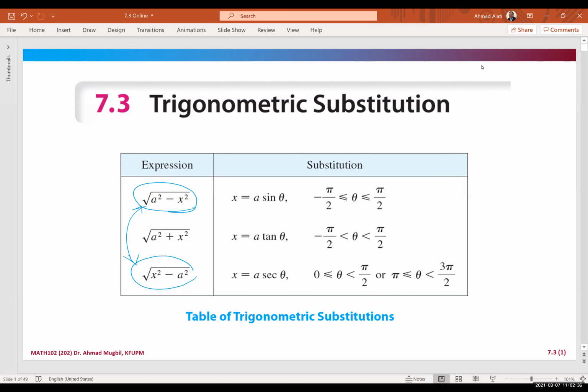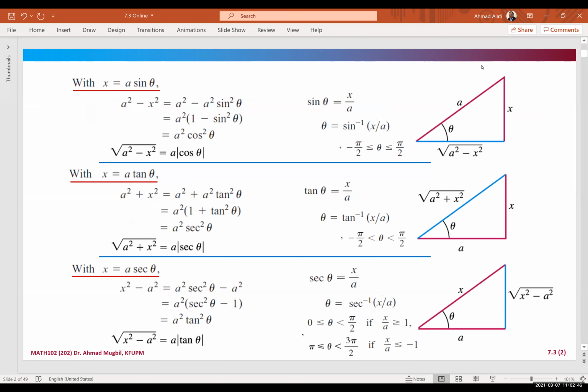And of course, when we have x squared plus a squared, or a squared plus x squared, we will use tan, x equals a tan theta. So look what will happen if you use this with the radical. If you use x equals a sine theta, the radical will be a cosine. Because theta is here, no need for the absolute value.